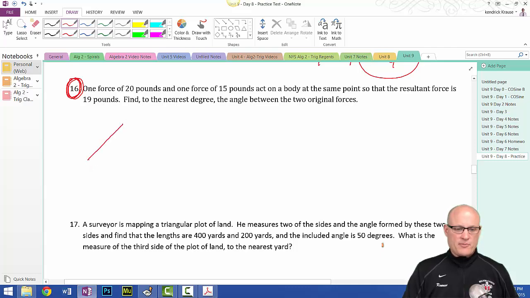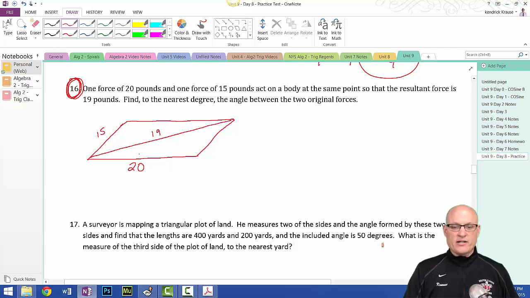You got a force of 20 pounds and a force of 15 pounds acting on some body, not a person body, just something. So we'll make this 15 and we'll make this 20. And it says that the resultant force is 19 pounds. It says find to the nearest degree the angle between the two original forces. So what I really want to find is this one, but I cannot find that one directly. I have to use a property of parallelograms that says that any two angles in a parallelogram add up to 180 degrees. So what I'm going to do is find this one. And then when I got that one, I can find this one.